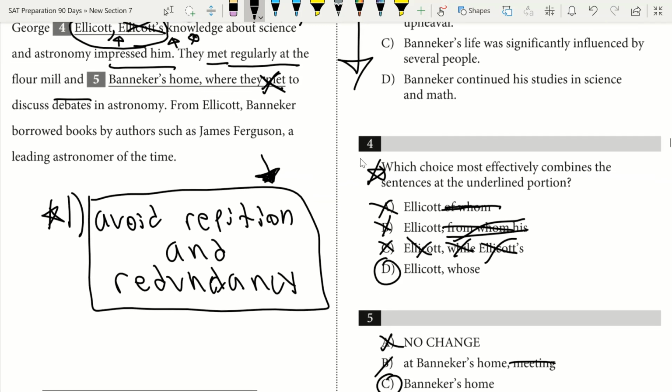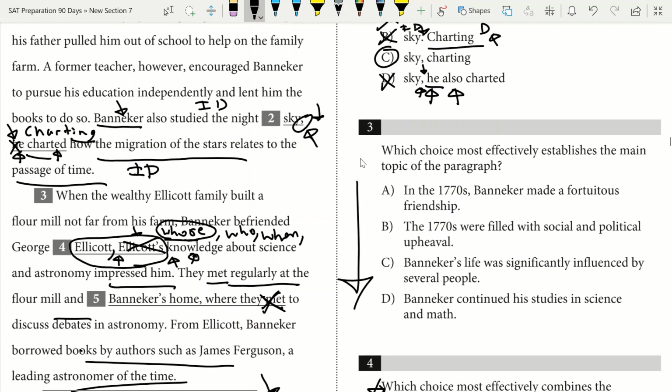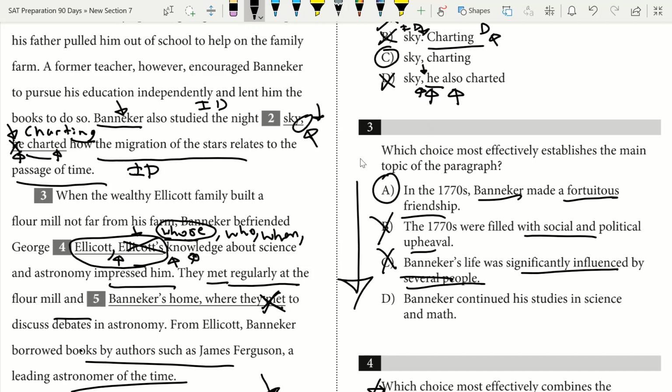So now we have from Ellicott, Banneker borrowed books by authors such as James Ferguson, a leading astronomer of the time. All right, so now we got to go back and answer 3. So what most effectively sets up the topic of that paragraph? Well, here we're really talking about a friendship, right? We're talking about a friendship from Banneker, okay? Banneker befriends someone in the 1770s, and it was a very good friendship for him. We're not saying that it filled him with social and political upheaval because it didn't. We're not saying that it was significantly influenced by several people because we're only talking about one, so several is the key wrong part there.